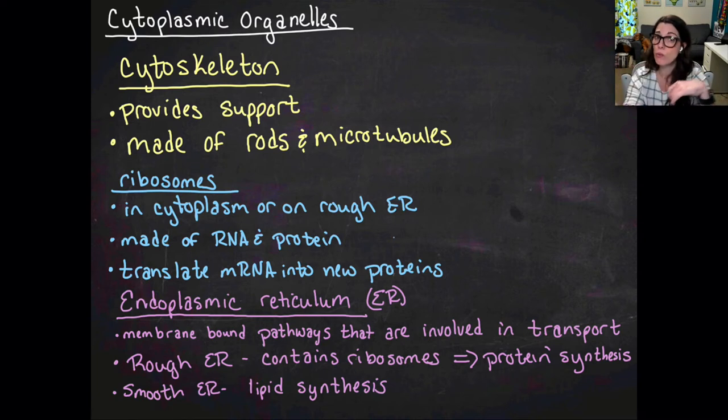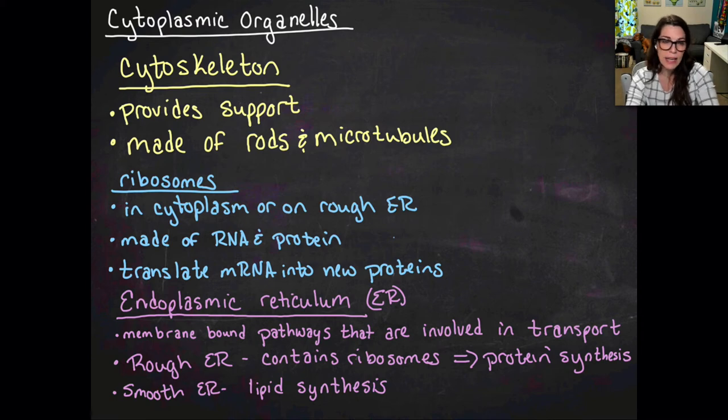And then there's smooth ER, and smooth ER is actually used for lipid synthesis, which if you're remembering the notes that we just did on macromolecules, that means for like fat synthesis, and not like, you know, to make like adipose cells, but to produce the fats that the body needs and the cell needs to function. Although you do need adipose cells, but we'll talk about that when we get to the different body systems.